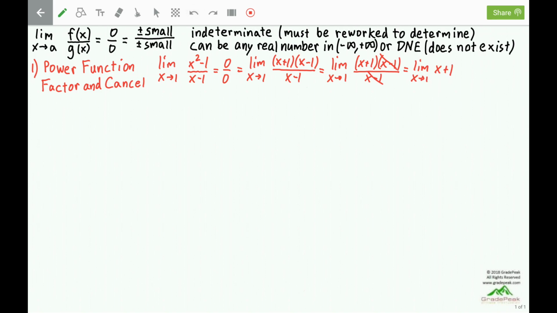We no longer have 0 over 0. The 1 can plug in. We have 1 plus 1, which is a 2.